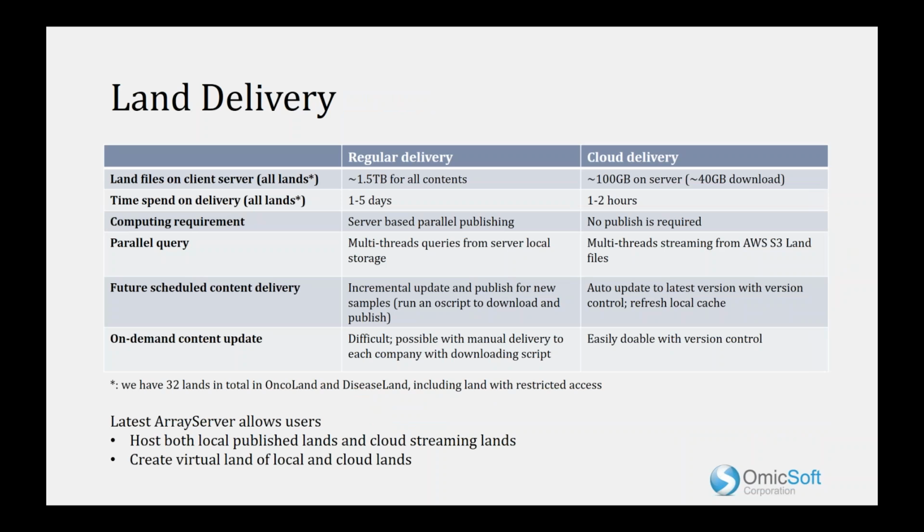Compared to the regular delivery, where you have 1.5 terabytes on your server, and because some users also keep multiple versions, they expose their storage a lot. I understand that in some companies a storage increase takes time for IT approval. For the cloud delivery, I think it will only download 40 gigabytes for all the lands, I mean, 40 is for all 32 possible lands from OncoLand and DiseaseLand. And it will expand a little bit because it inserts into a database file. You download a table and it is inserted into a metadata database file. Some files are downloaded as compressed files, but locally they will be decompressed. So it will use 100 gigabytes on your server.